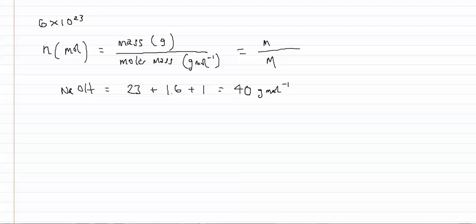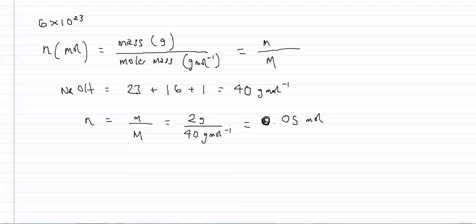So let's imagine that we have 2 grams of sodium hydroxide. How many moles are present? Well, we've just written down the relationship that the amount in moles is equal to the mass divided by the molar mass. So we've just asked the question, how many moles would there be in 2 grams? Well, we know that the molar mass of sodium hydroxide is 40 grams per mole. So simply work out that relationship and we're left with 0.05 moles.